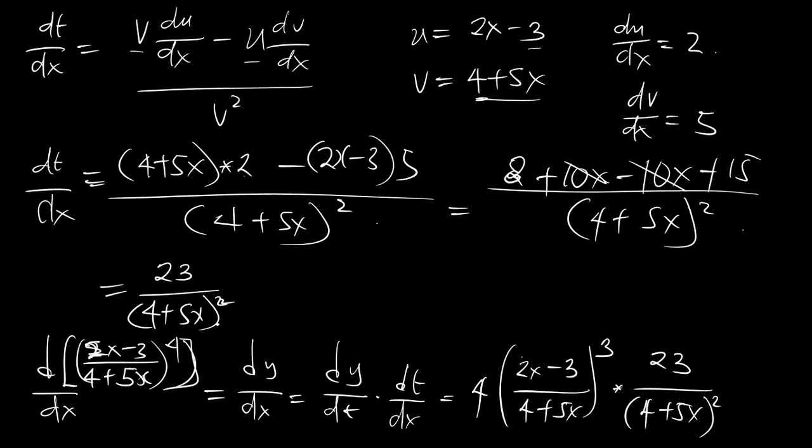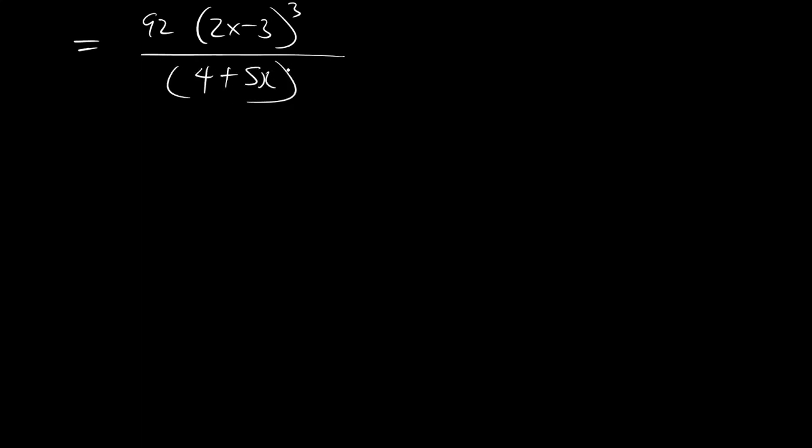Now this can be rewritten as 4 times 23, that is 92. So we have the final answer to be 92 times (2x minus 3) raised to power 3, divided by (4 plus 5x) raised to power 5. So this is the final answer.